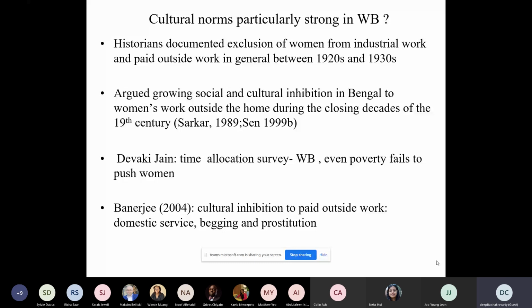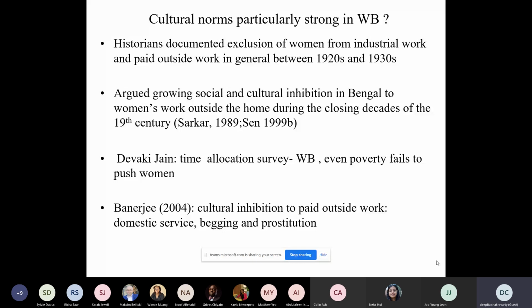Later on, Nirmala Banerjee also looked at this particular fact and extended this argument and said that this cultural inhibition to paid outside work actually led women to concentrate in domestic service, begging, and also prostitution.